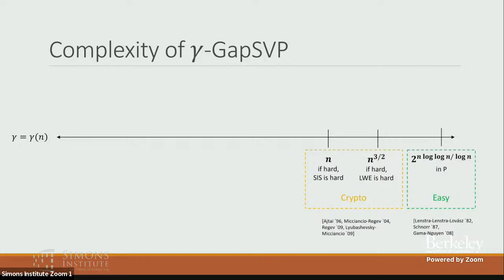What's SIS again? This is the short integer solutions problem. You get most Minicrypt primitives from SIS, whereas you get Cryptomania and more from LWE. Yeah. Right.